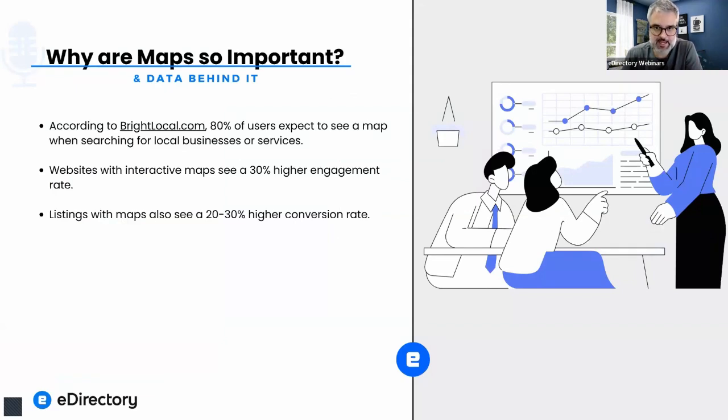Websites with interactive maps see a 30% higher engagement rate, where users explore more listings and spend more time on the site. Listings with maps also see 20 to 30% higher conversion rates because, again, users can easily see how close the businesses or services are, reducing friction and helping with decision making. So I'm just gathering this data to show that maps are a vital part of any kind of directory. It doesn't matter what your niche or industry is, so you must take the best advantage possible. And today we will show you how eDirectory can help you with setting up your maps and your listings and your configuration and your categories as well.